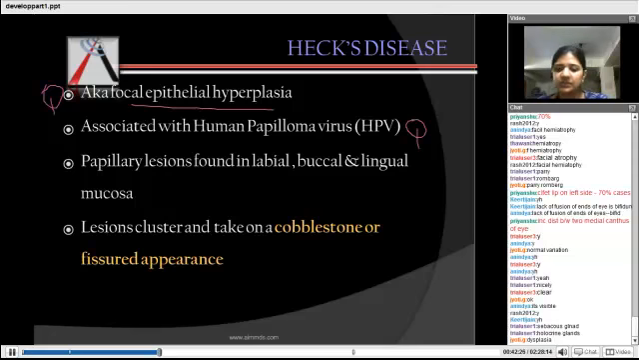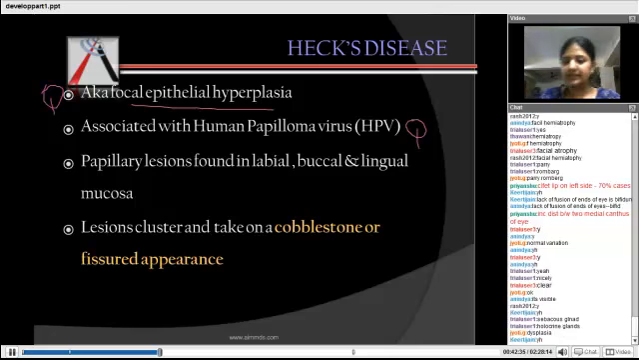How does the lesion appear? The lesion basically has papillae. It's a papillary lesion found on the labial, buccal and lingual mucosa, and you will have a lot of papules here and there. Sometimes these papules can come close together and cluster together. That makes it a larger lesion, and to touch the surface, it gives a cobblestone or a fissured appearance. MCQ.